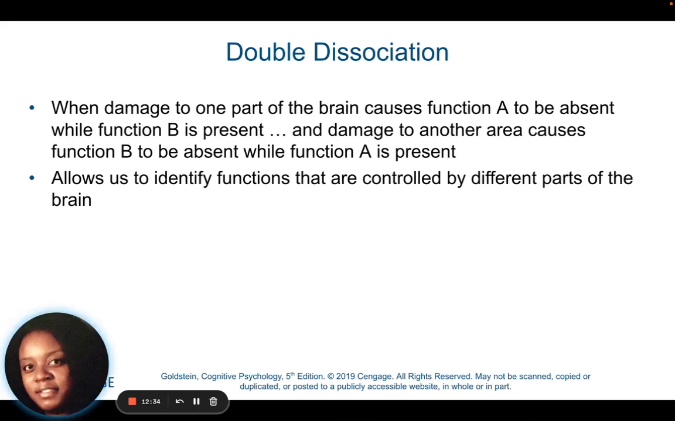If one area of the brain is damaged, it can cause functioning in another area to be impacted. So double dissociation is the idea that we can identify functions that are controlled by different parts of the brain.